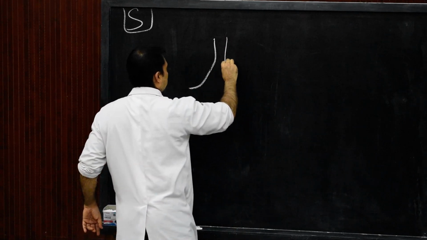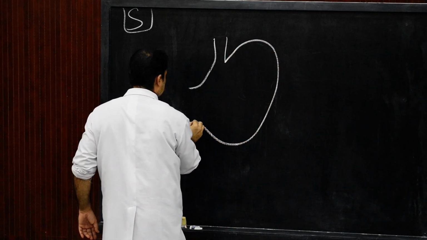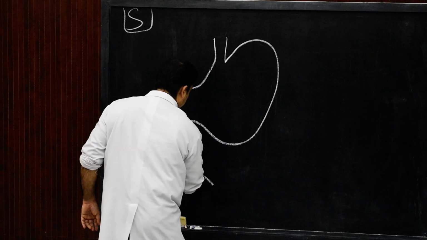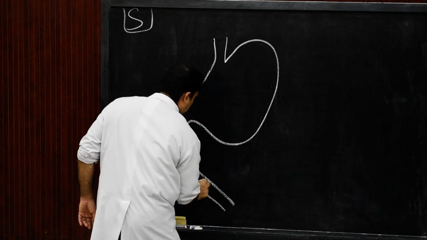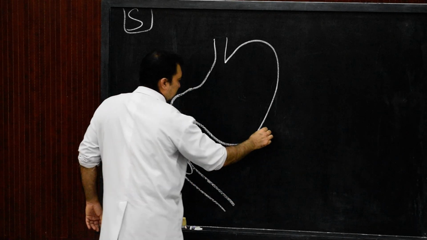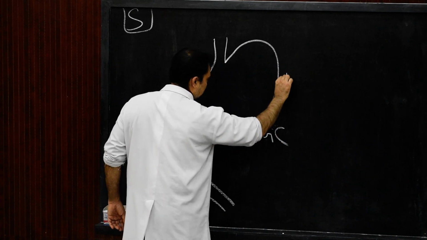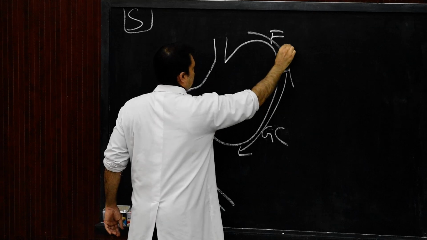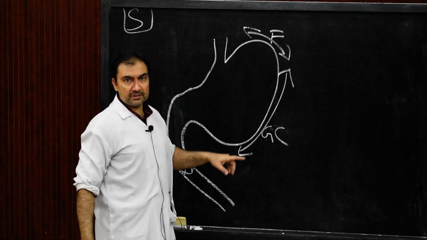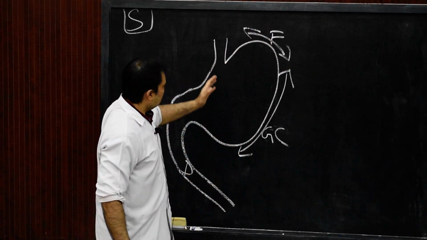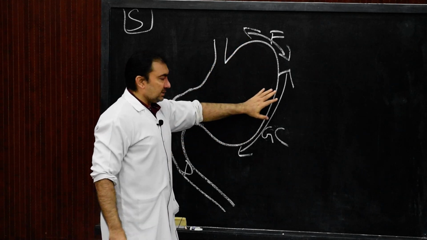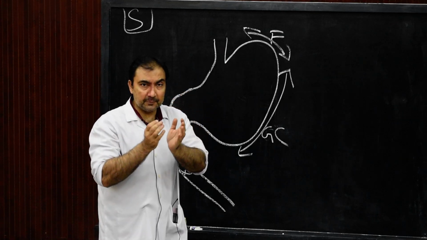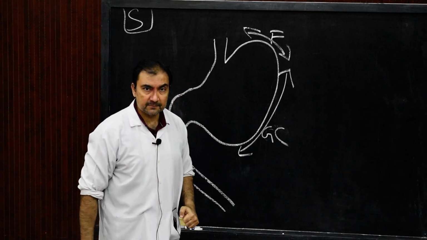So here we draw the fundus as well as the greater curvature, and this will continue as duodenum. This is the greater curvature, and this is the fundus. Together, the fundus and greater curvature of the stomach have developed from the enlargement of the dorsal border of the stomach, because initially the stomach is developing as a fusiform dilatation from the lower part of the foregut.